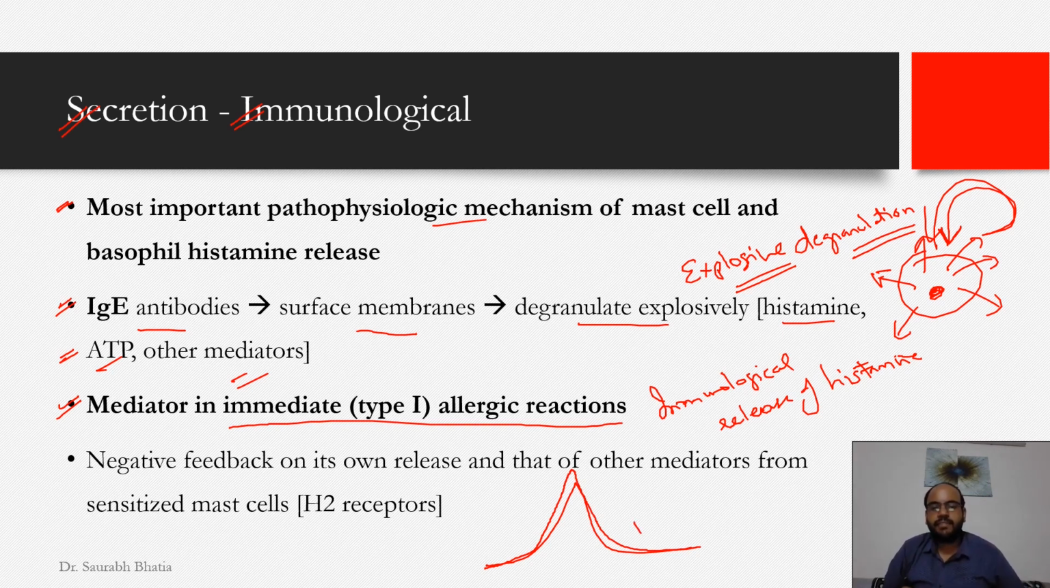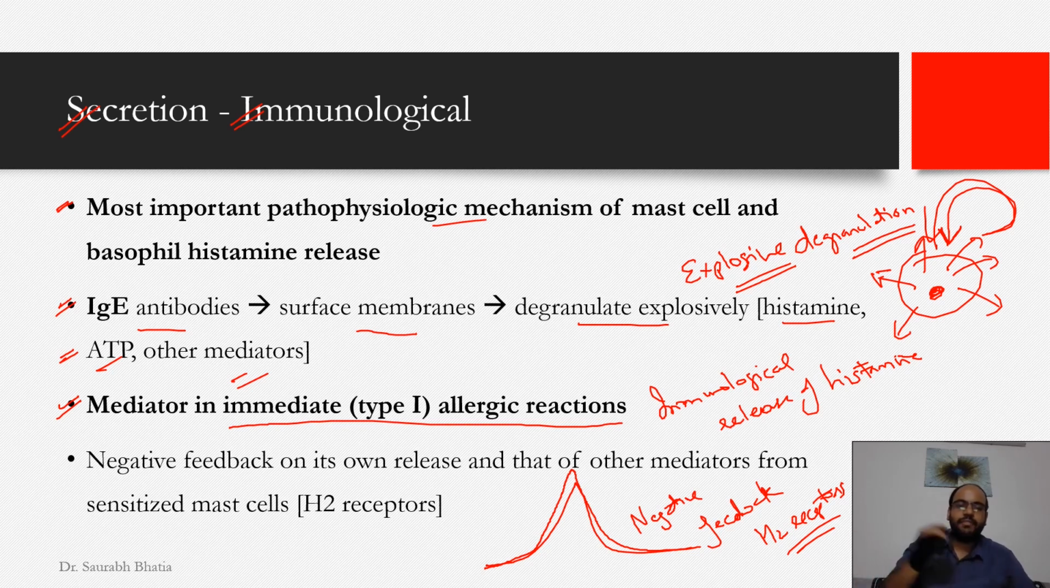And this negative feedback is mediated through H2 receptors. So in the subsequent slide, we'll be looking at different types of receptors of histamine. So we have H1, 2, 3, and 4 receptors. So this negative feedback is mediated by the H2 receptors.